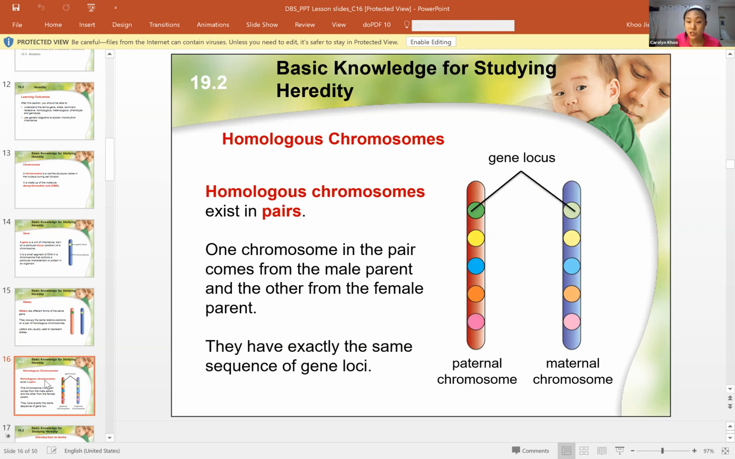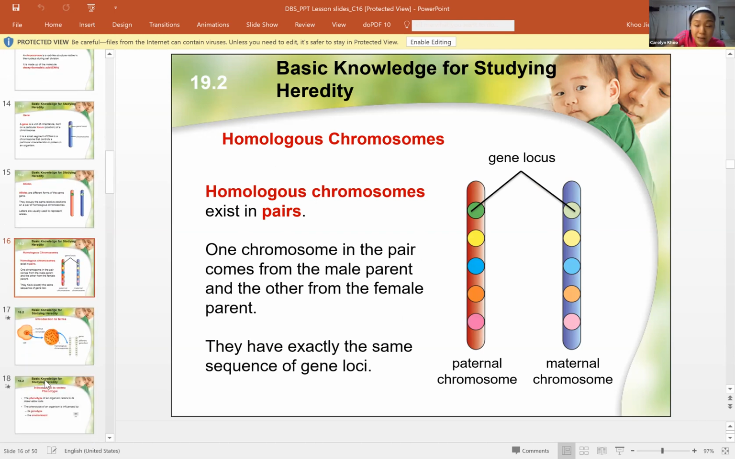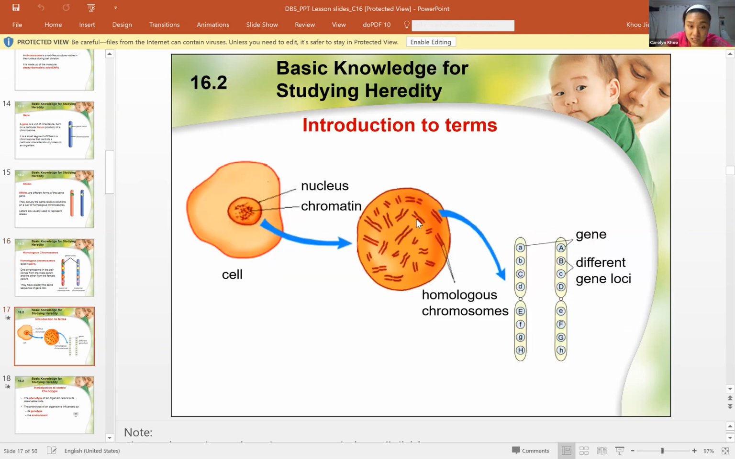Homologous chromosome means same. What do I mean? Same shape, same genes, same size. We have 23 pairs of chromosomes in our human body. 23 pairs means 46. One set was from mom, maternal. One set was from dad, paternal. So this is trying to show that actually we have 46, 23 pairs.